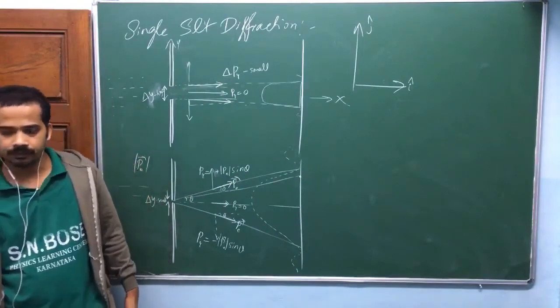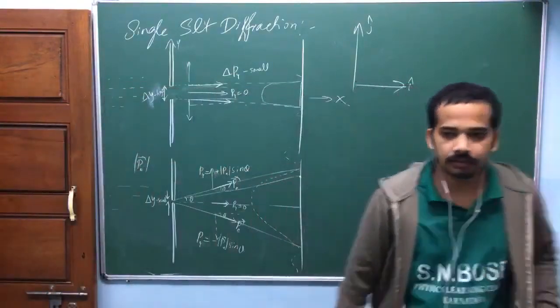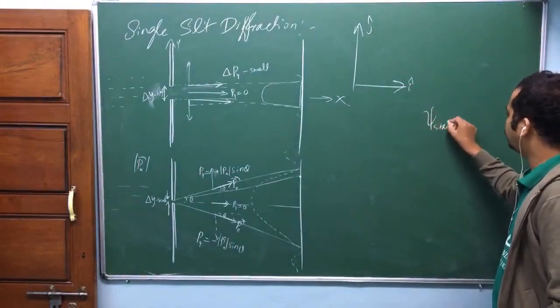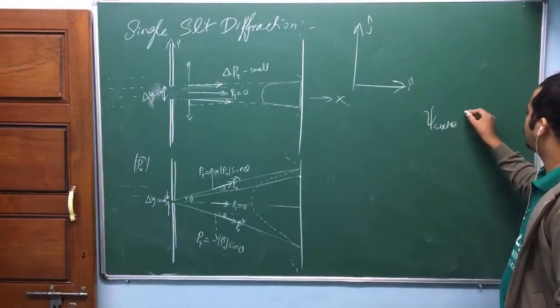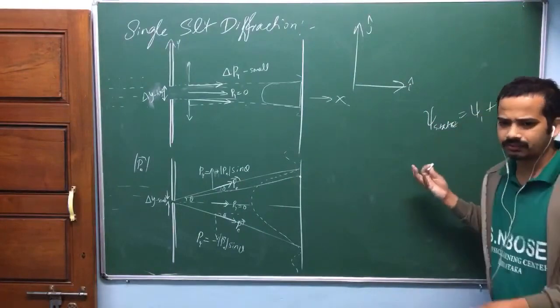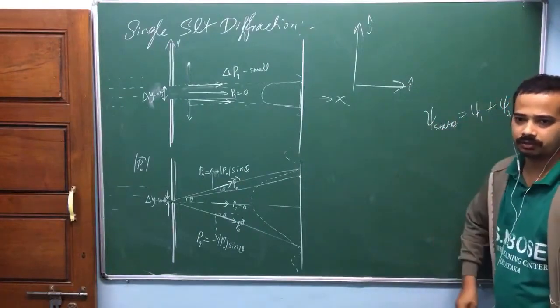Is that okay? Now look at here. I'll talk about states now. I told you in the case of the double slit experiment, my state will be psi 1 plus psi 2. Am I right? This is also kind of uncertain. We don't know through which slit it is passing.